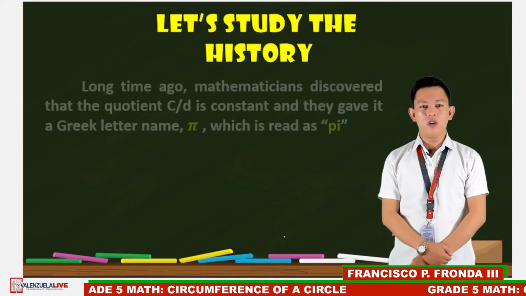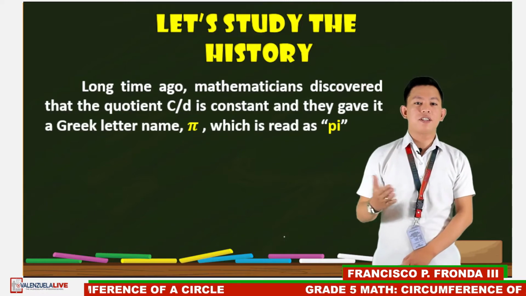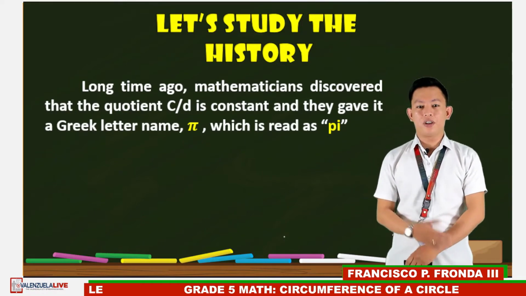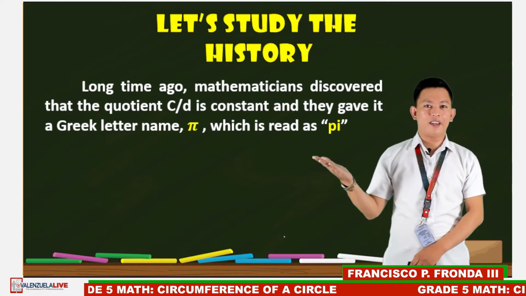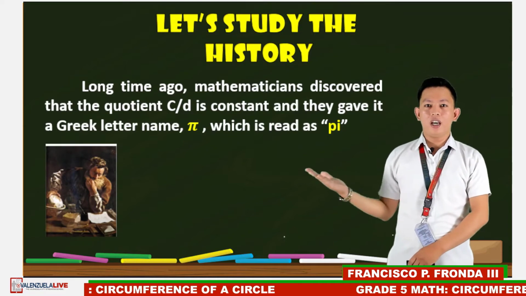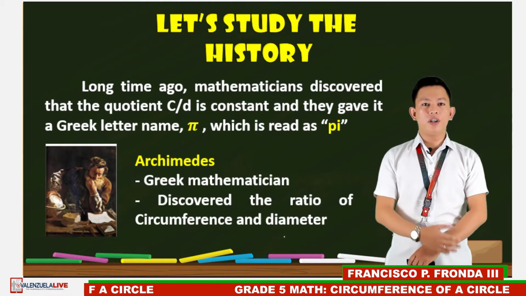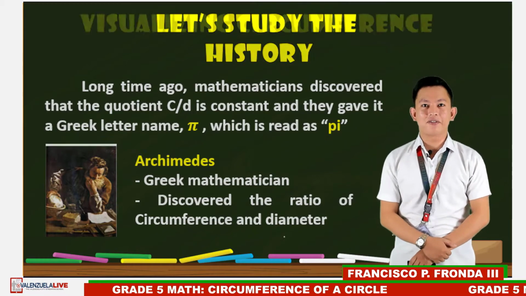Okay? Let's study the history of pi. A long time ago, mathematicians discovered that the quotient of the circumference and diameter is constant, and they gave it the Greek name pi. This is Archimedes. He is a Greek mathematician who discovered the ratio of the circumference and its diameter.